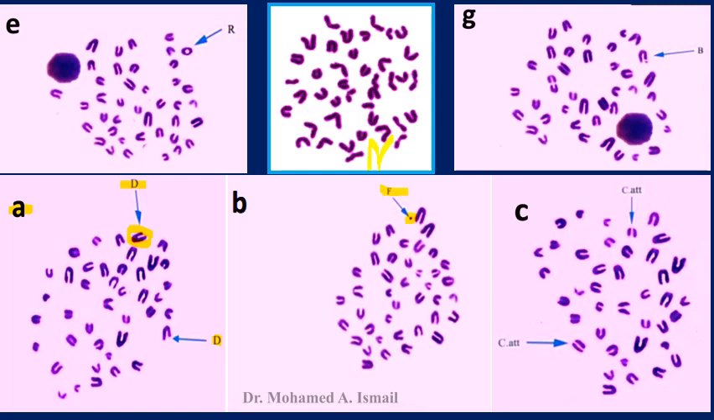In photomicrograph C, we noticed that there is also a centromeric attenuation. Centromeric attenuation means that the centromere is suffering from weakness, and so the two arms are separated from each other at the centromeric region, like this chromosome and like this chromosome. Centromeric attenuation. Okay, we detected this structural aberration in both chromosomes.